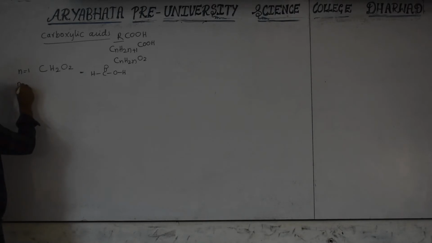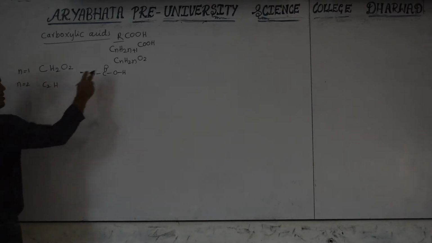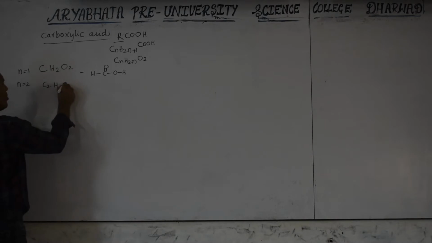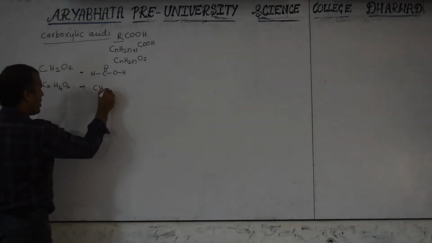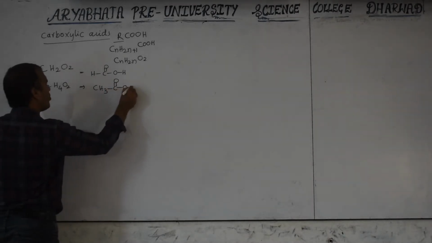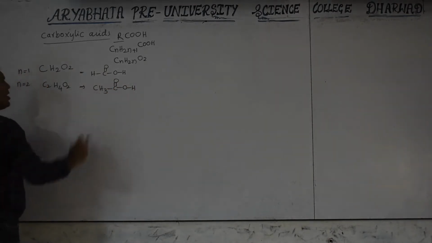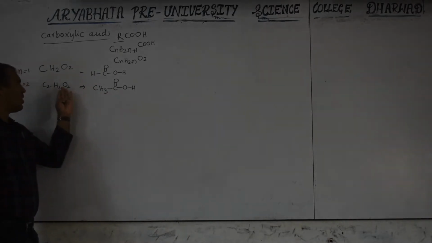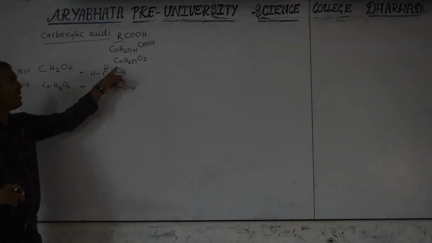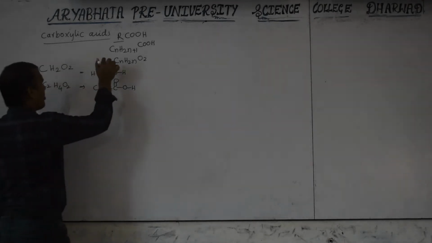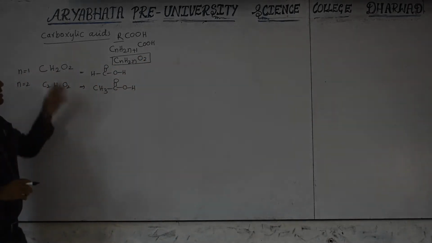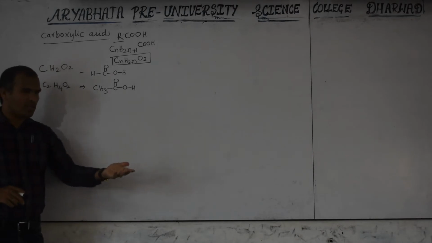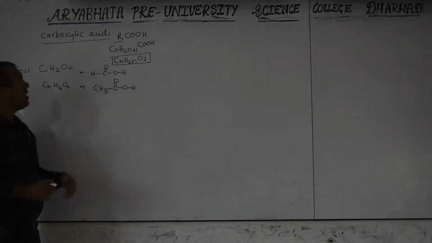n equal to 2, C2. This is 2 into 2, that is 4, O2. Then it is represented as CH3 C double bond OH. 2 carbons, 4 hydrogens (3 plus 1), and 2 oxygens. So this is the general formula for carboxylic acid. We have to remember this, because when asked which of the following represents a carboxylic acid, they may give other formulas along with the 4 options. This will be the correct one.